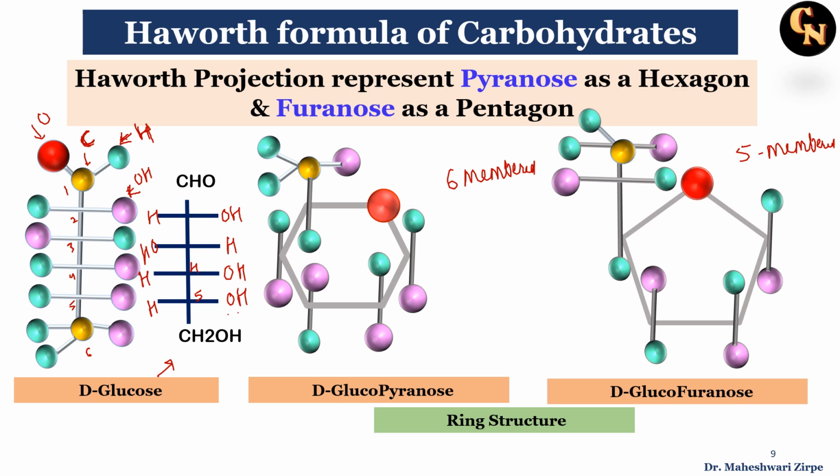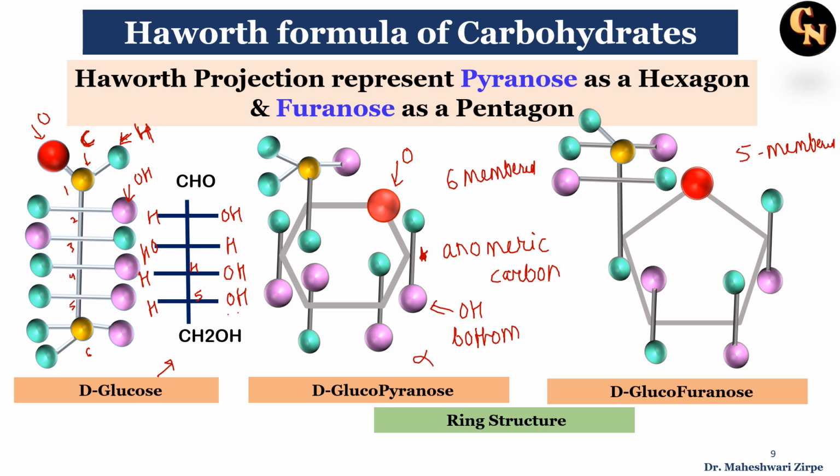D-glucopyranose, is it alpha form or beta form? If you pay attention, this is your oxygen and this carbon indicates what? Anomeric carbon. As I mentioned here, the pink ball indicates what? Pink ball indicates OH group. Here the OH group is at the bottom of the ring, so it is alpha.